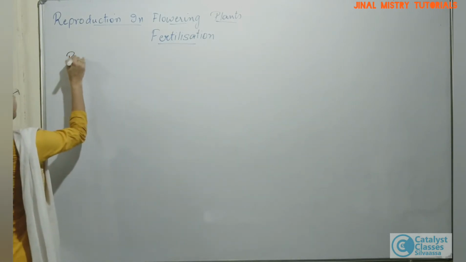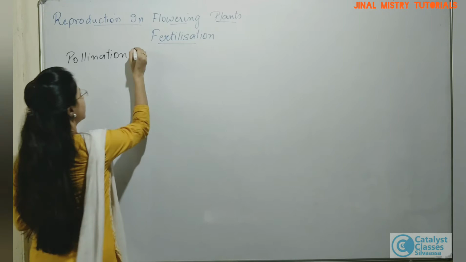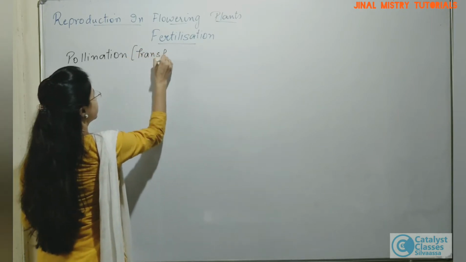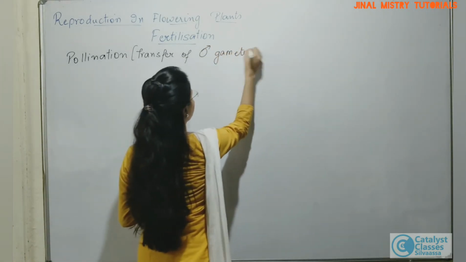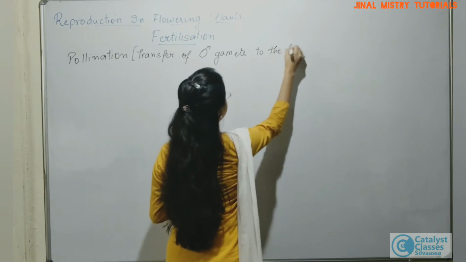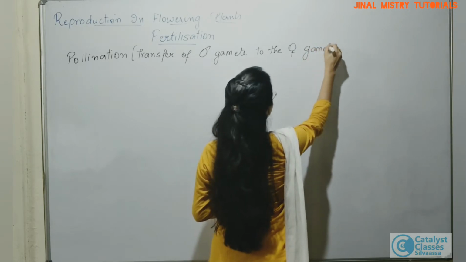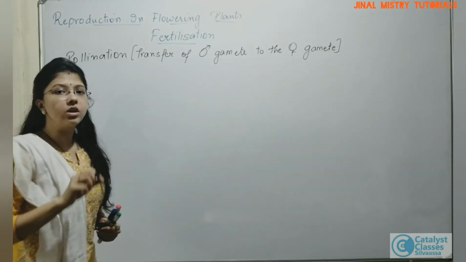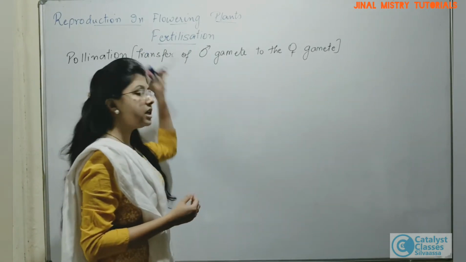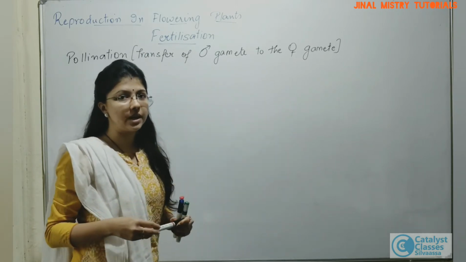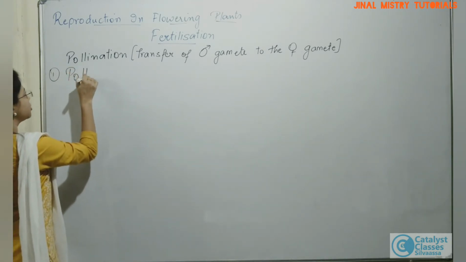So pollination, as we have studied till now, is the transfer of male gamete to the female gamete. Right? Now, once the transfer or pollination has been completed, there will be a series of events taking place, and ultimately, after those events, fertilization takes place. The first event that we are going to study here is pollen-pistil interaction.